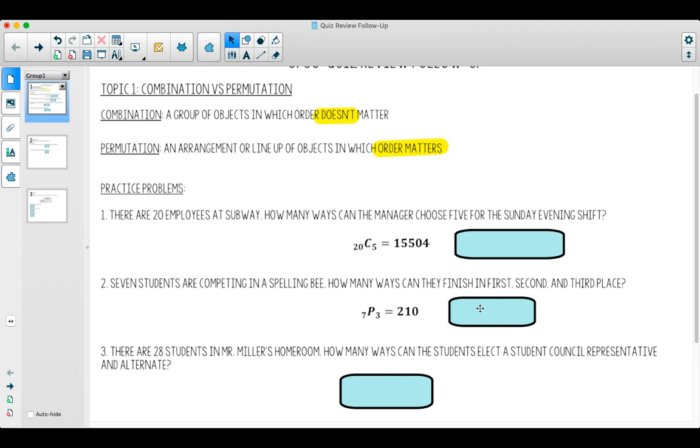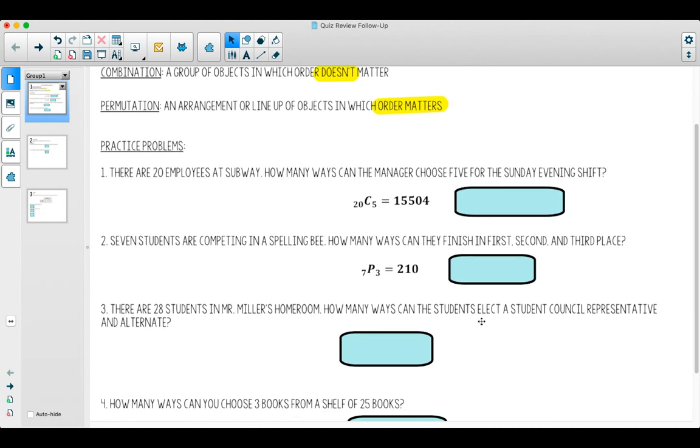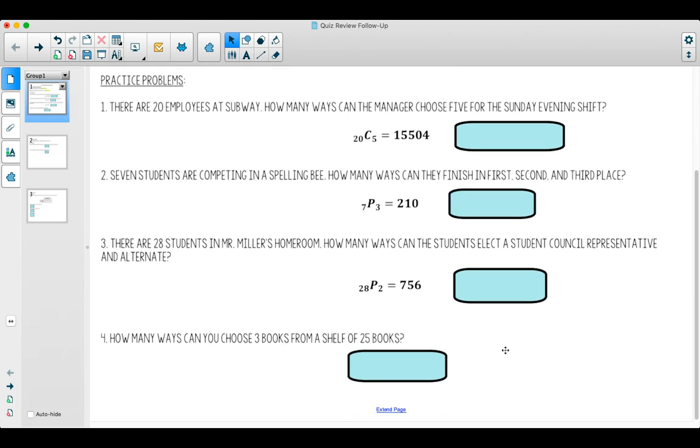So let's look at 3. There are 28 students in Mr. Miller's homeroom. How many ways can the students elect a student council representative and then an alternate? So permutation, because order is going to matter. It's going to be 28 permutation 2, and there are 756 different ways they can elect those 2 people. In problem number 4, try that one, and then we'll check it. How many ways can you choose 3 books from a shelf of 25? Order does not matter, so we're looking at 25 combination 3, which gives me 2,300.